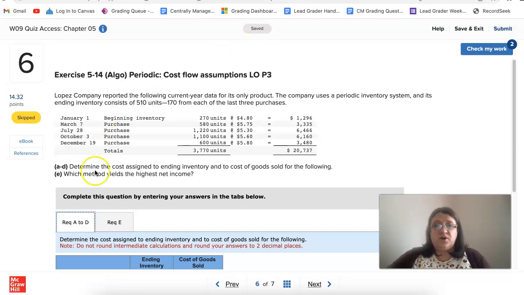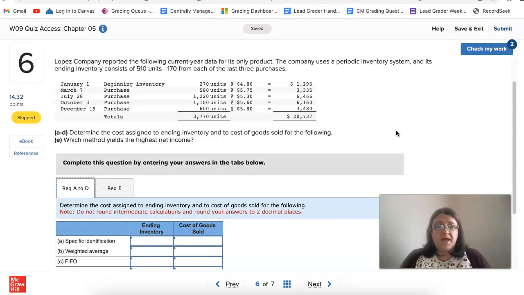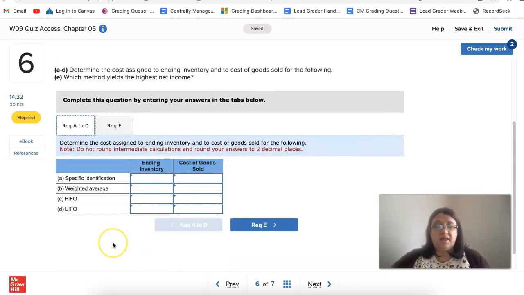So what I did is took all of this information here and brought it over to Excel so I can work on that. And we can see here that the problem they want us to solve is the ending inventory and the cost of goods sold for the specific identification method, weighted average method, FIFO, which is first in, first out method, and the LIFO, which is last in, first out method.